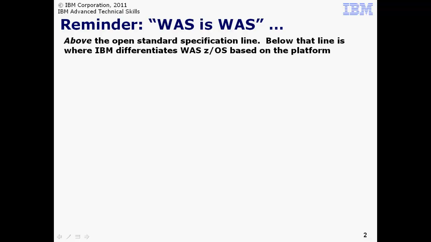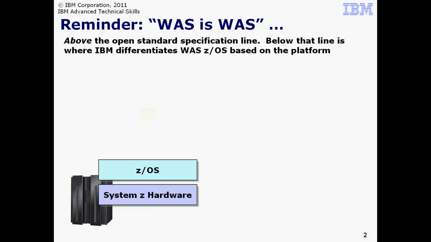In the first series, we spent quite a bit of time establishing the concept of open standards, how WAS is WAS at that open standard specification line and above. Here we wish to reinforce that point. We'll draw your attention to how the WAS zOS functions that exploit the zOS platform reside under the open standard line. On the chart, you'll see the stack being built.